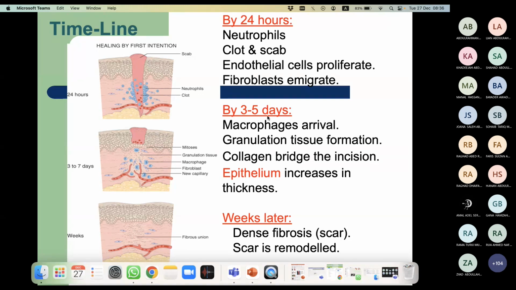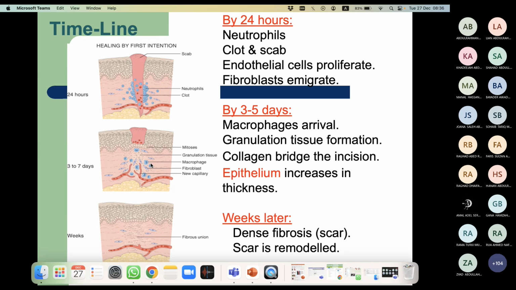And by 3 to 5 days, macrophages will come. You know, the macrophages take some time. They are the big cells. Macrophage means eater. They are the big eaters. They take time to come. And then slowly, within 3 to 5 days, we get this granulation tissue formation. New blood vessels are coming, fibroblasts are coming, macrophages are coming.